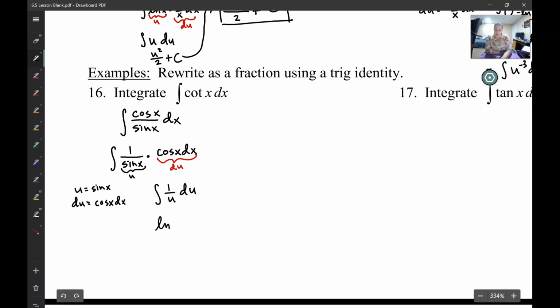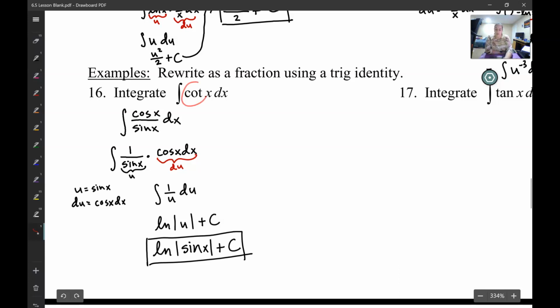That is ln of absolute value of u plus c from the rules we just learned in the last video. And then I plug in my sine, and there we go. So the integral of cotangent is ln of absolute value of sine of x. That's one you're going to want to memorize.